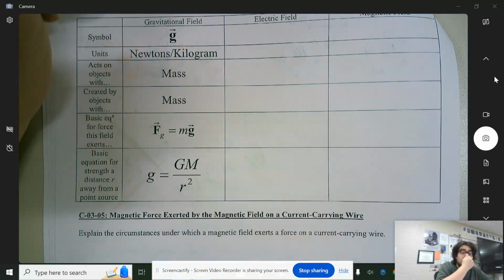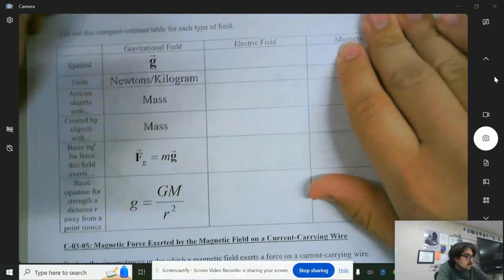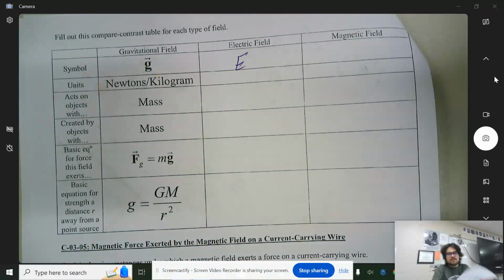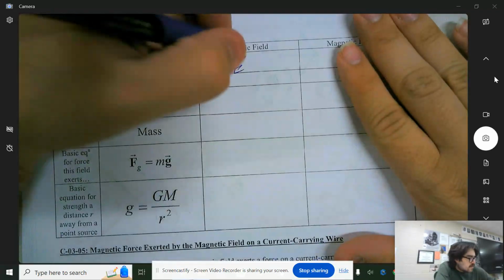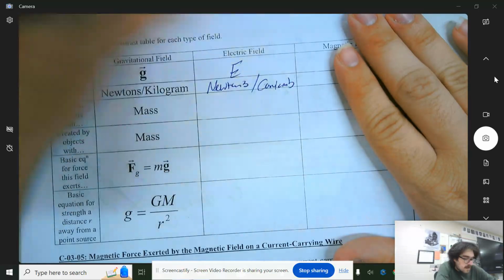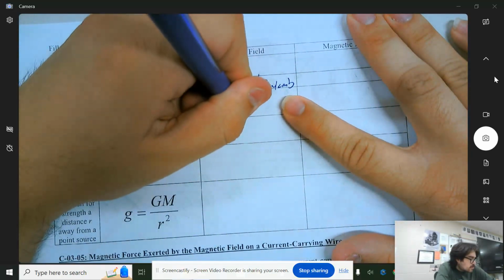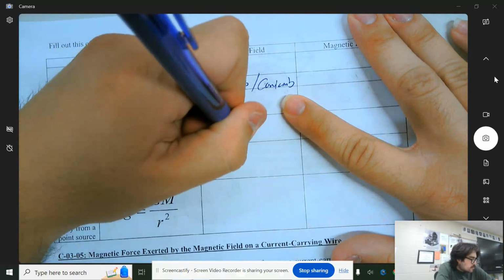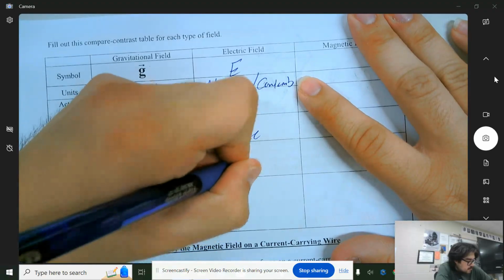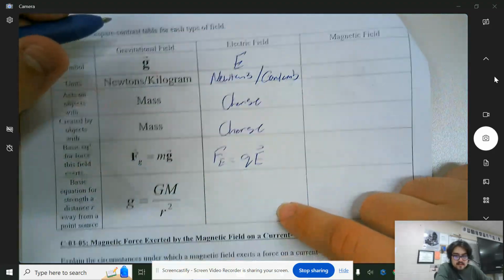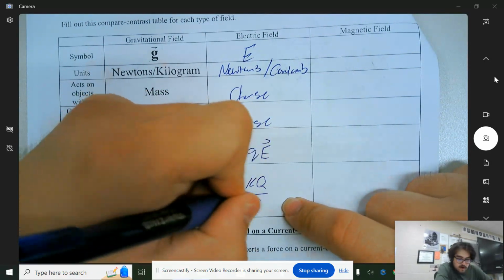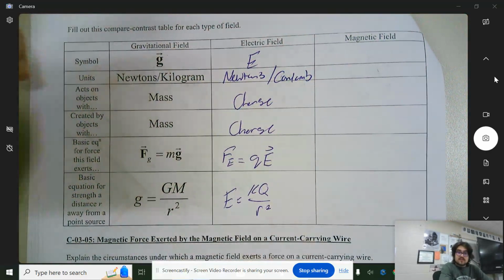You do this in circular motion. Okay, electric field. Our symbol for that is E. Do you remember the units for electric field? It's very similar to gravity. It's newtons per coulomb. It acts on objects with charge, and it's created by objects that also have charge. We used this equation, the simple one, F equals QE, and then this is the electric field. The more general equation is E equals kQ over r squared. Notice the similarities there. It looks very similar, doesn't it?